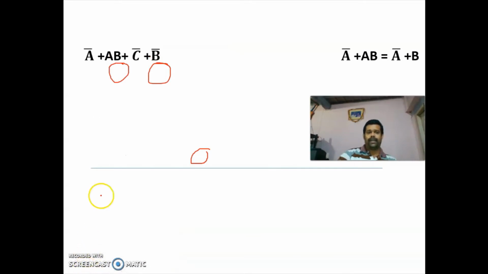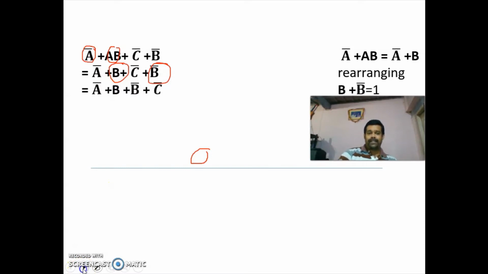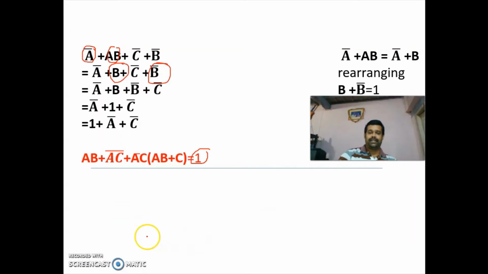Next, again we are applying the same law. A bar plus AB is equal to A bar plus B. Then what is B plus B bar? B plus B bar is 1. 1 plus anything is 1. So this is the answer of this question. So this is an important problem. Similar problems you will be getting in the exams.